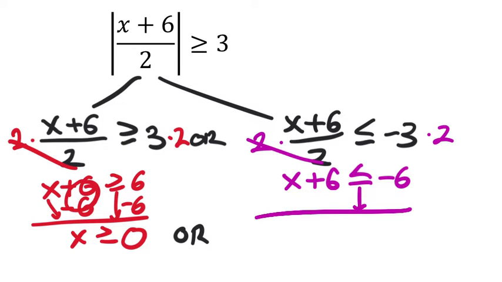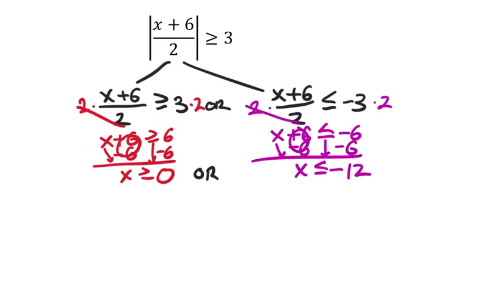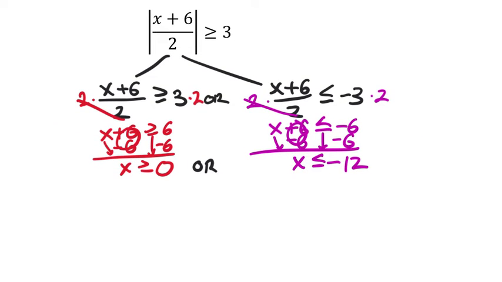Now, I'll get rid of that plus 6 by subtracting 6 from both sides, which it does. And x now is less than or equal to negative 12. Okay, so that's my inequality. Let's see what the graph looks like then, which for me helps me with the interval.